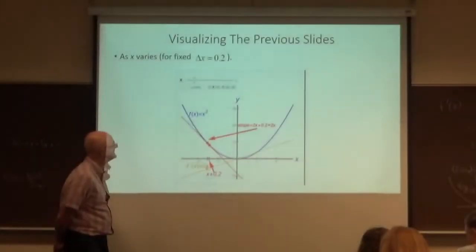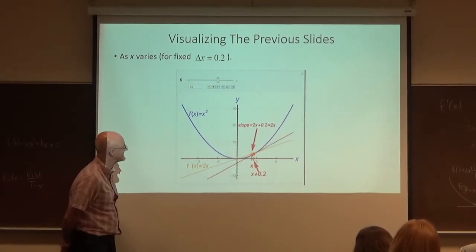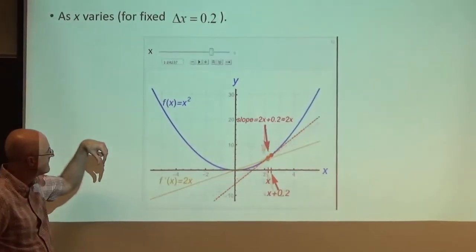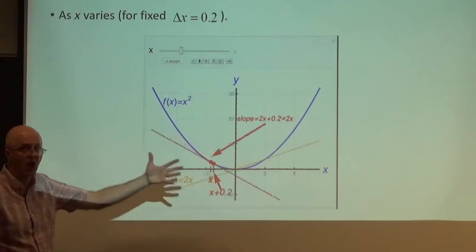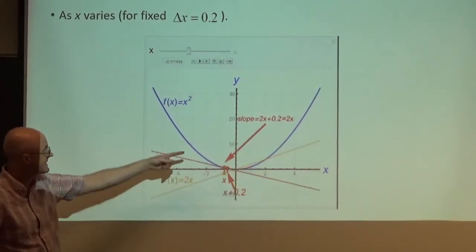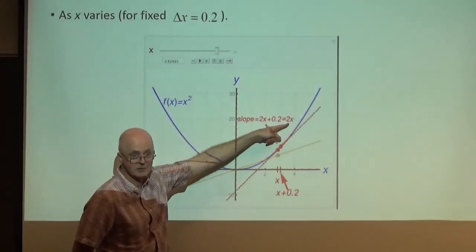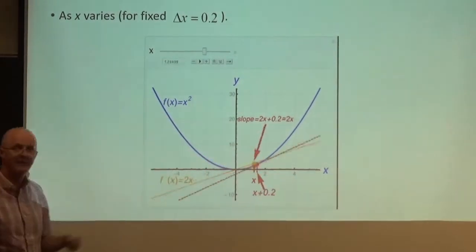We can look at this as x varies as well. This is more complicated. Now I fixed delta x to be 0.2. Those red dots horizontally are 0.2 units apart. The red dashed line that you see is almost a tangent line. Not quite, but almost. Its slope is technically 2x plus delta x, that's approximately equal to 2x, the derivative. The orange graph is the graph of the derivative.